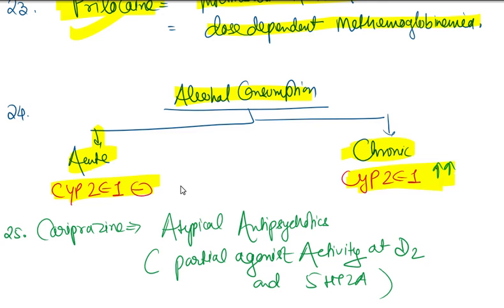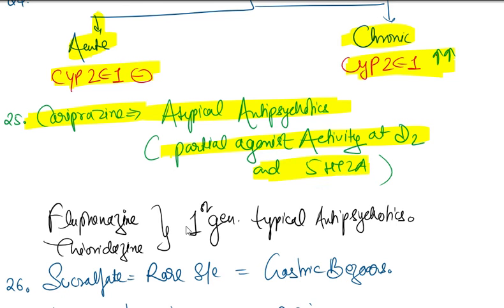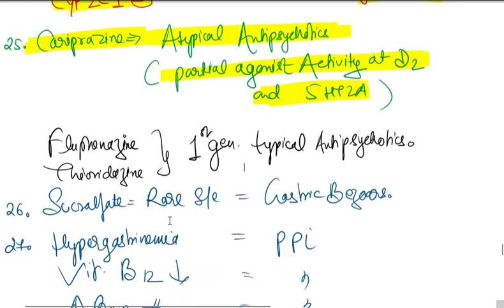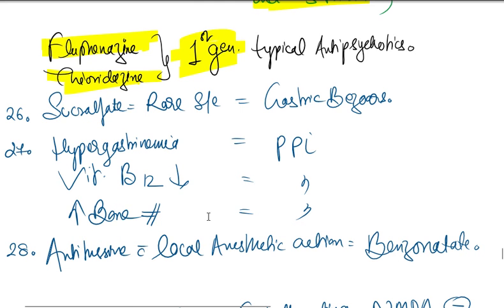Okay, next one. Cariprazine. It is an atypical antipsychotic with partial agonist activity at D2 and at 5-HT2A. And fluphenazine and thioridazine both are first generation typical antipsychotics.